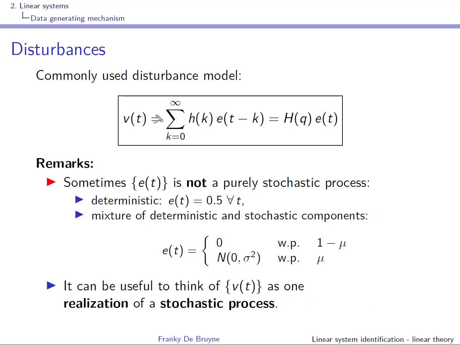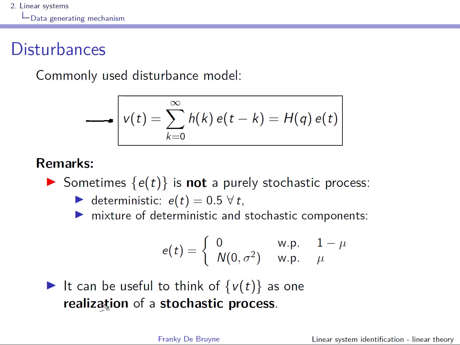So this is the underlying stochastic disturbance model that we'll use. Sometimes, but this is outside the scope of this course, e of t is not a purely stochastic process. It can be even deterministic or a mixture of deterministic and stochastic. But in this course, we'll stick to the previous definition.